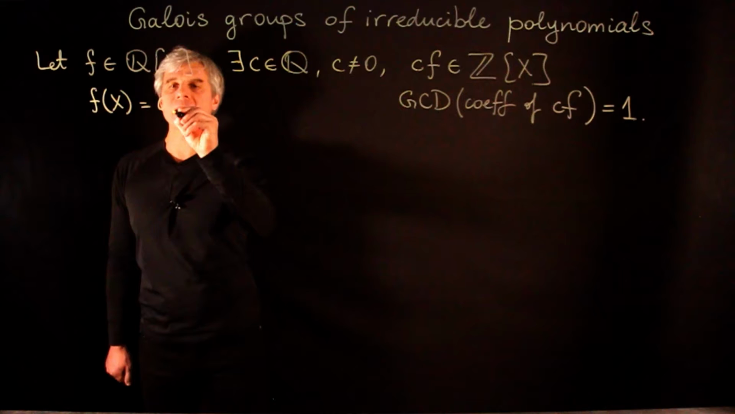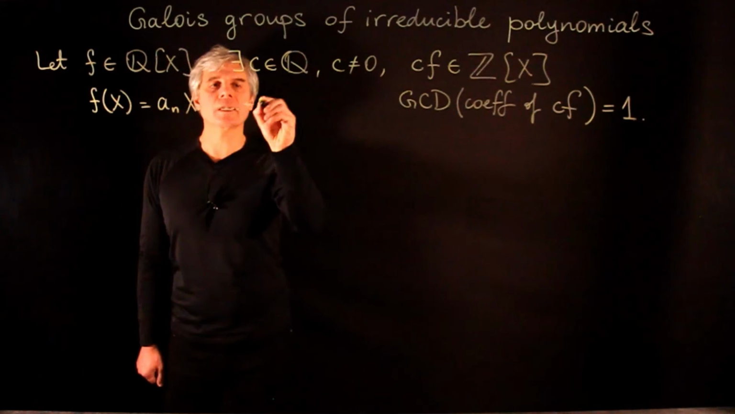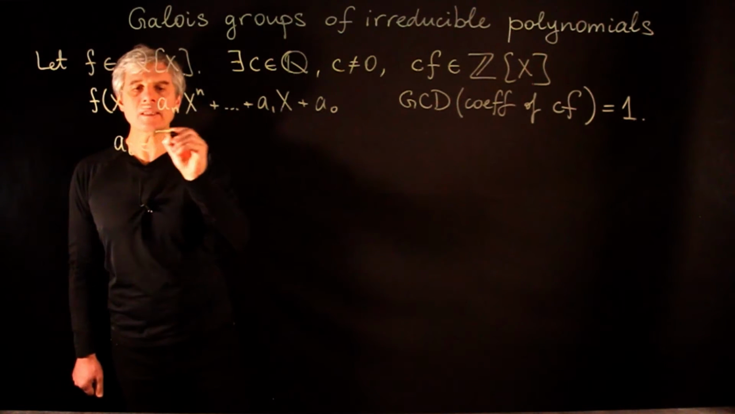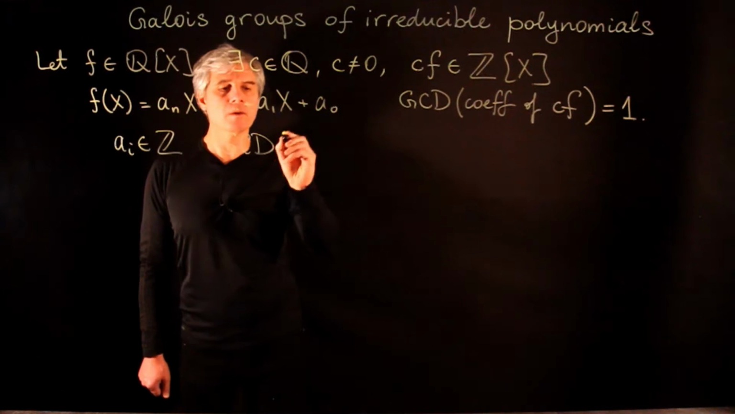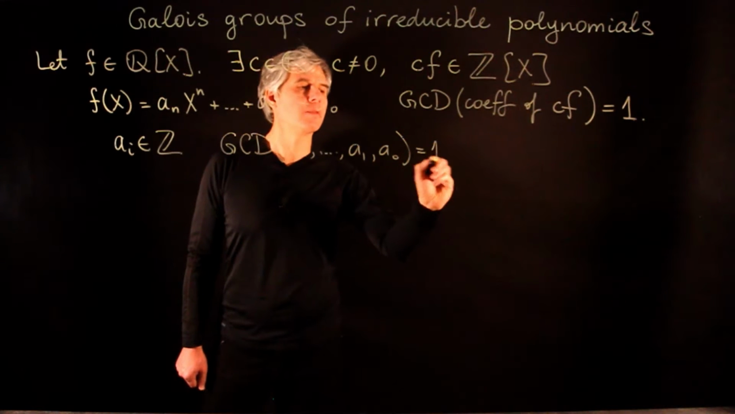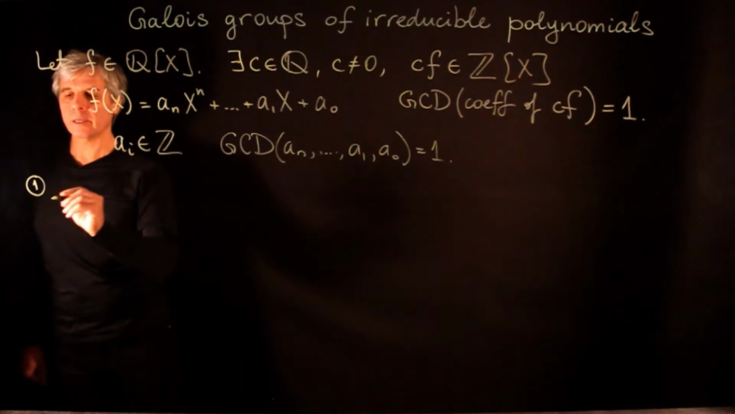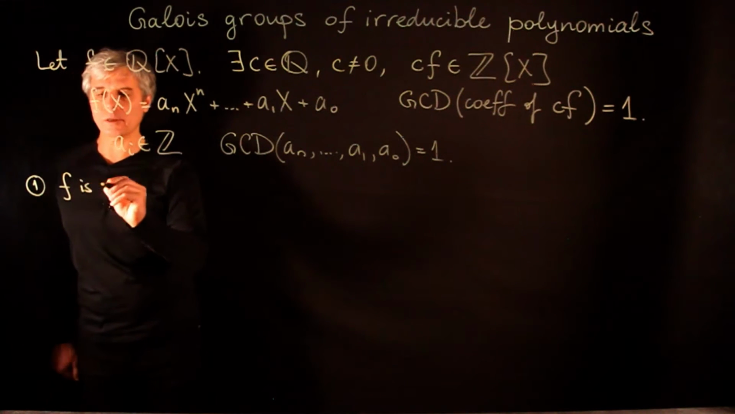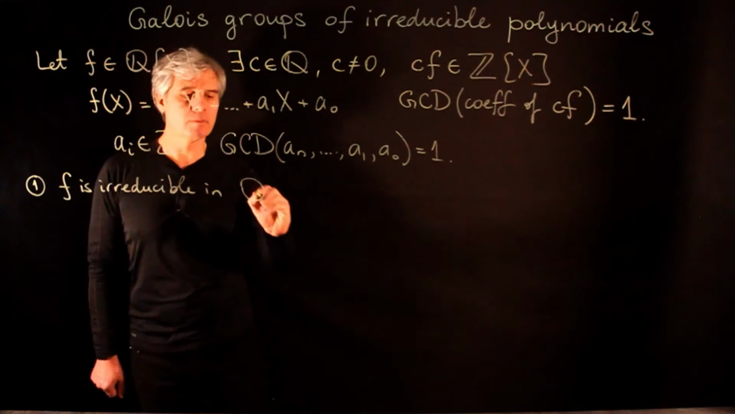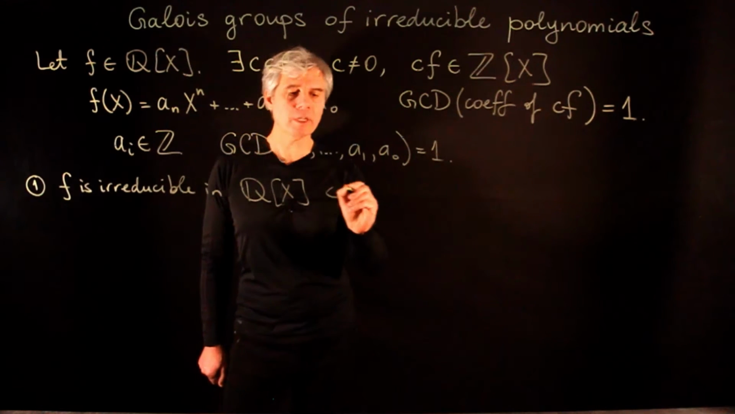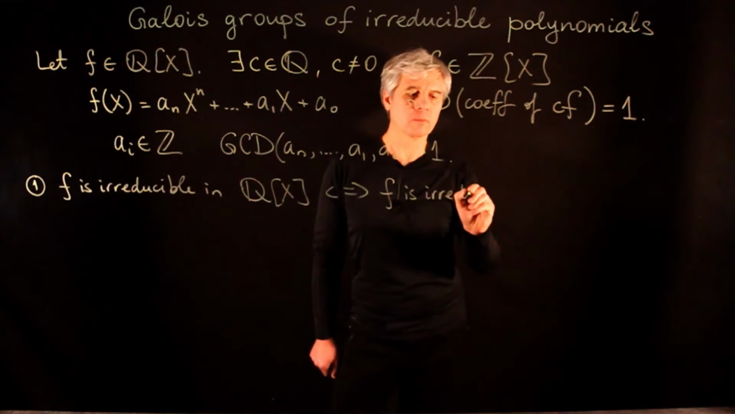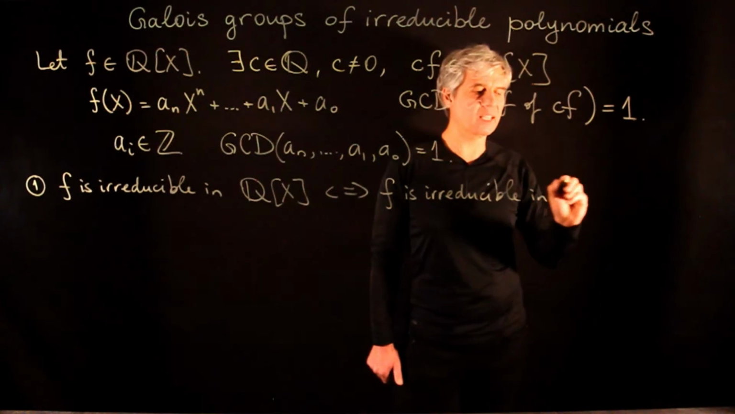So f(x) is a_n x^n plus ... plus a_1 x plus a_0 with a_i in Z, and the greatest common divisor of all the coefficients is equal to 1. Then the first property is that f is irreducible in Q[x] if and only if such a polynomial f is irreducible in Z[x].